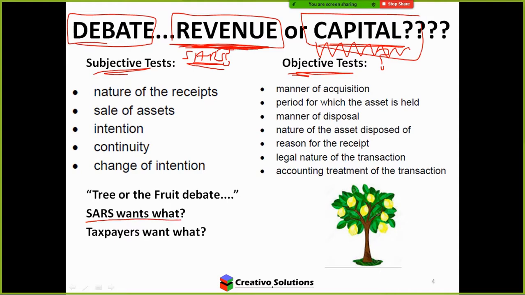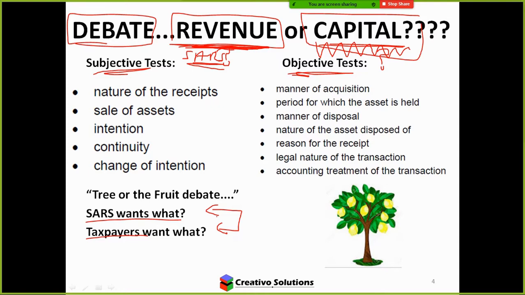So what does SARS want? We just answered the question. SARS wants everything to be what? Revenue. Okay, ideally, that would be best for them, because they would collect the most income if it was considered revenue versus if it was capital, which the taxpayer would want. So there is a slight difference of opinion. The one wants something and the one wants something else. You might have scenarios where this would be debated and you would have to then motivate.